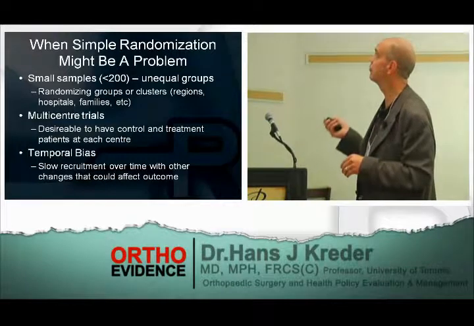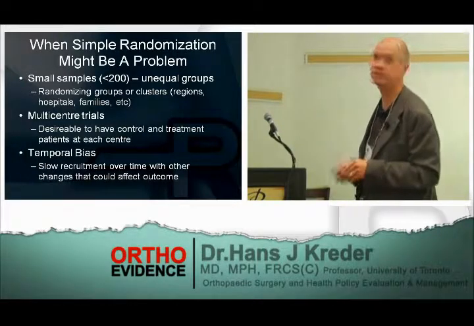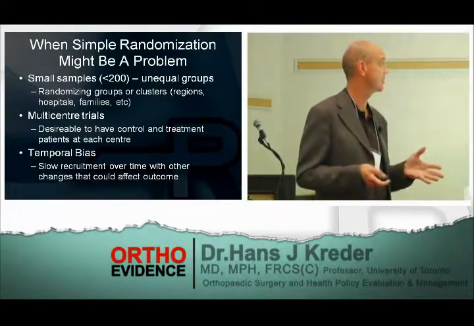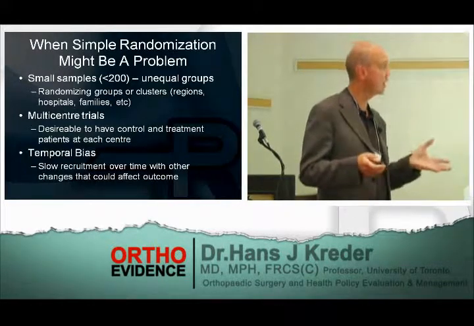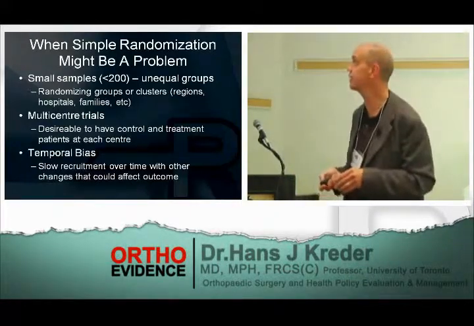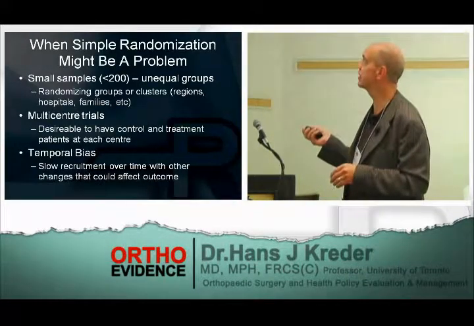So when might simple randomization be a problem? If you've got a small randomized trial. A small randomized trial is something less than 200. 200, 100, that's considered a larger randomized trial. Think about it, when does that occur?